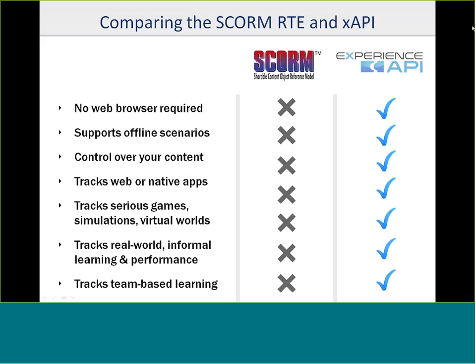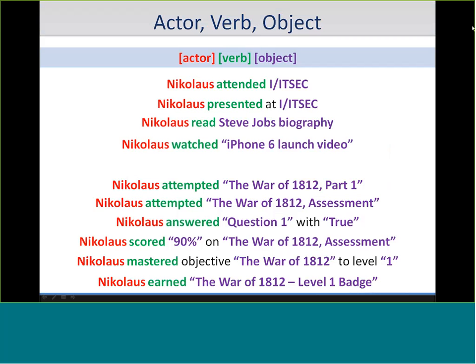One of the things that's become more popular now is having team-based simulations or activities in the real world. And SCORM really is made to track individual achievements. So this is something that is actually made real through the Experience API. So let's get down to the heart of actually how this works.